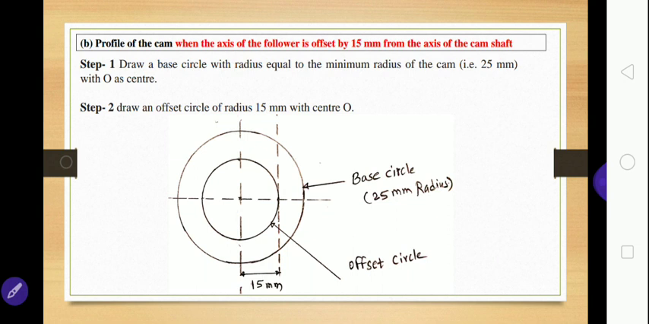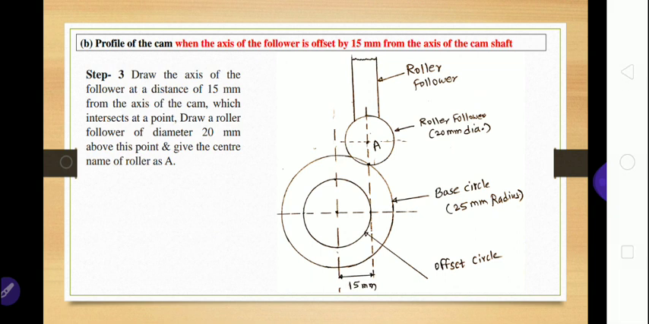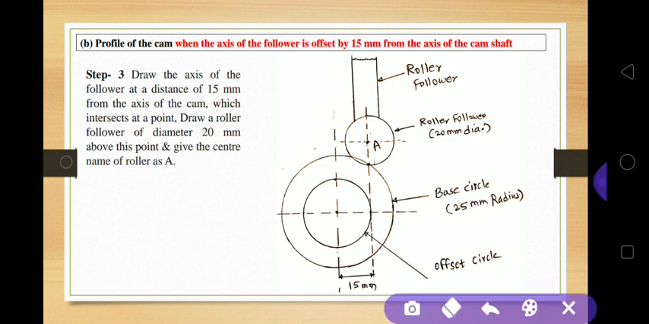In the first step we draw the base circle, in the second step the offset circle, and in the third step we draw one tangent to that offset circle, a vertical line from the offset circle, and this distance will be our offset distance, given as 15 mm in this problem. Along this axis only your roller follower will be there. That's why it is called offset: the follower is offset from the camshaft or center of the cam.